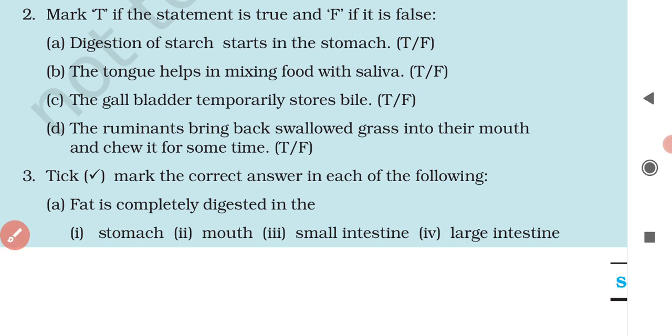Next, the ruminants bring back swallowed grass into their mouth and chew it for some time. Is it true or false? Yes, ruminants can bring the swallowed grass back into their mouth and chew again. It is true. Question number 2 is over.